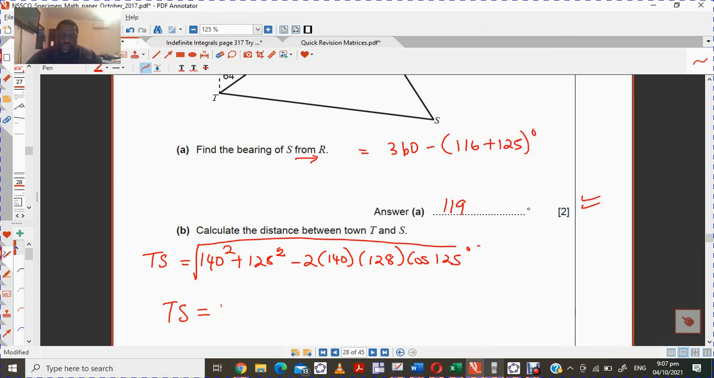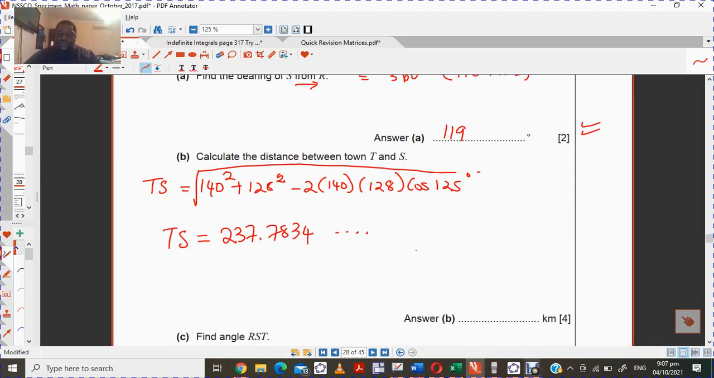So 237.7834, okay, and so on and so on. So to three significant figures, my answer should be, correct, 238 kilometers.